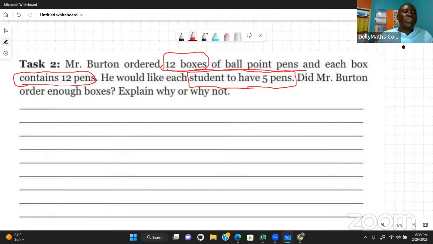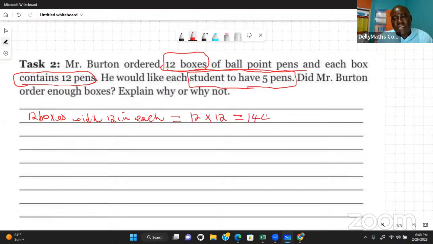One of the things that you want to look at right now, you want to look at 2 things, all right? So you're saying 12 boxes, with 12 in each, would give a total of 12 times 12, and this is 144 pens. So it means that he ordered 144 pens. So we could actually put this here. 144 pens were actually ordered, right?